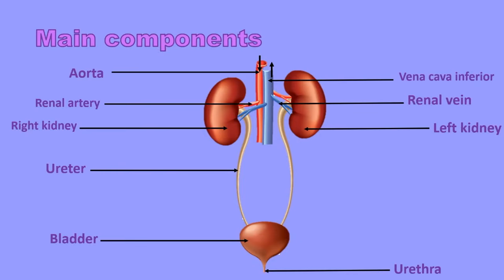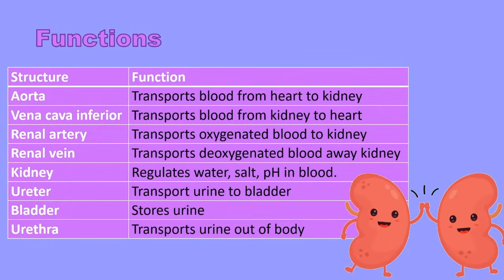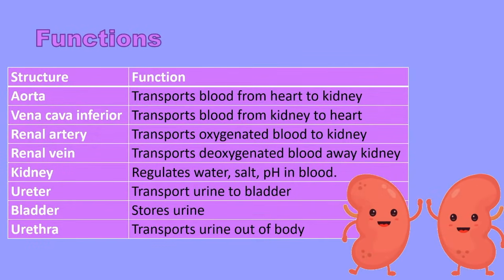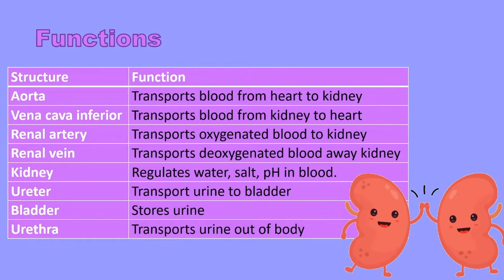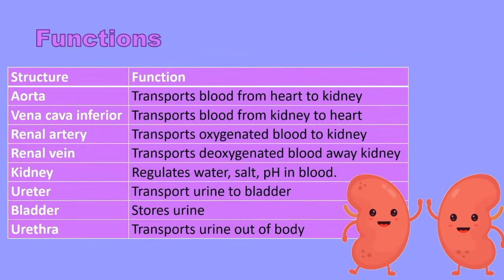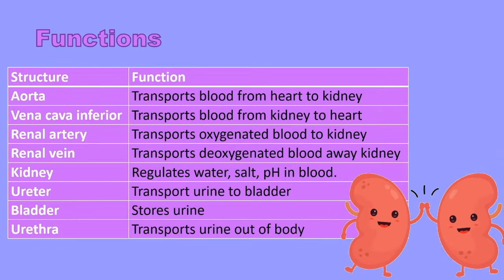You will see the wider and larger blood vessels, which indicates the aorta and also the vena cava inferior. The aorta comes directly from the heart, which pumps blood from the heart to the kidneys, and the vena cava inferior takes blood back to the heart into my right atrium. Then the functions of these structures are that the aorta transports blood from the heart to the kidney. The vena cava is the opposite, where it transports blood from the kidney back to the heart.